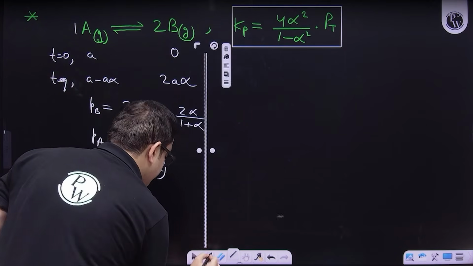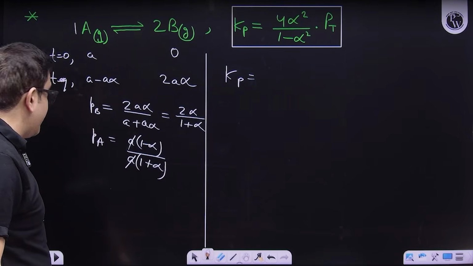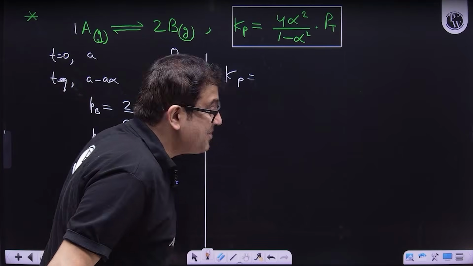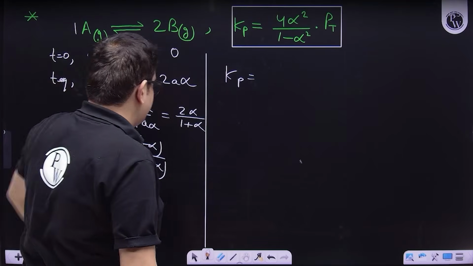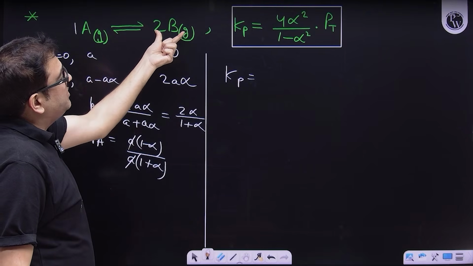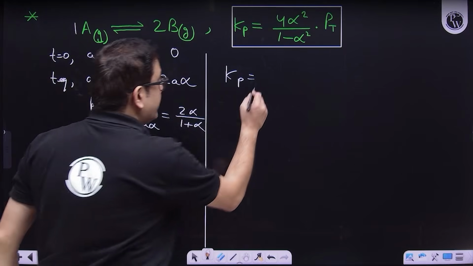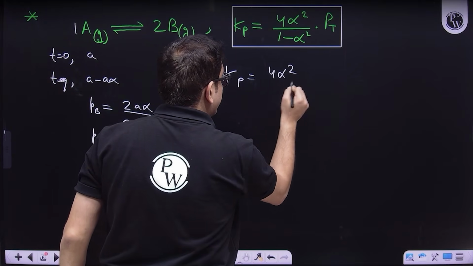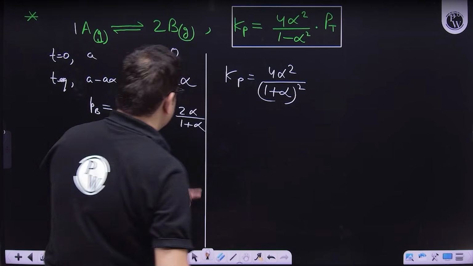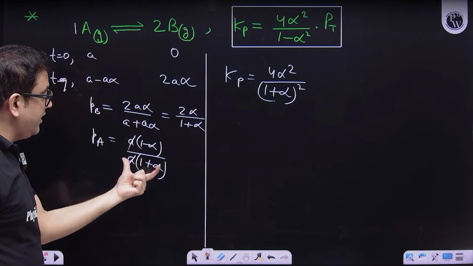Can you tell me how you can write Kp? Almost the same format. It was alpha square only. This way you can remember also. Let us see how. This 2 factor. What is Kp? Partial pressure of B squared upon partial pressure of A. So 4 alpha square upon 1 plus alpha square.